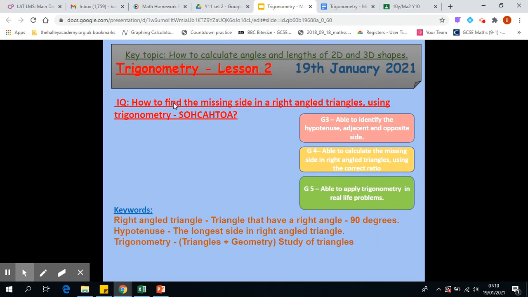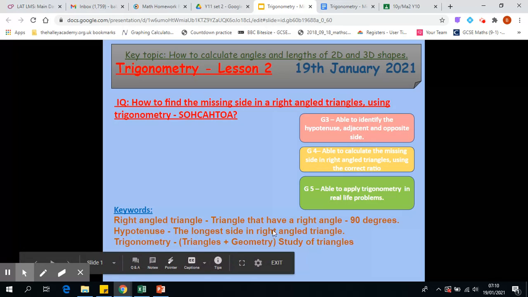In this lesson, we're going to focus on finding missing sides in right angle triangles. We are particularly going to focus on how to identify the hypotenuse, adjacent and opposite sides, and then how we can identify the correct ratio to find the missing side. Trigonometry is a study of triangles.